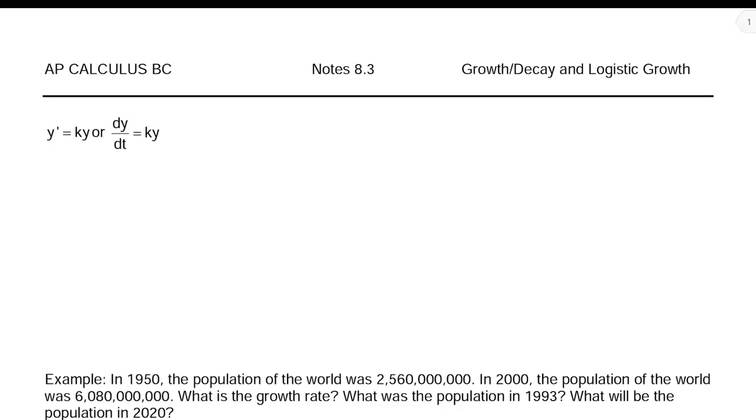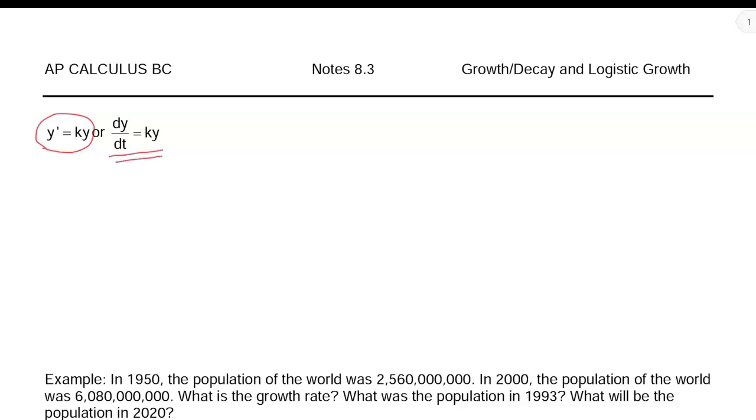Notes for section 8.3 are on the topic of growth and decay models and logistic growth. We start with simple growth and decay models. They are generally given in the form y prime equals ky or dy/dt equals ky.